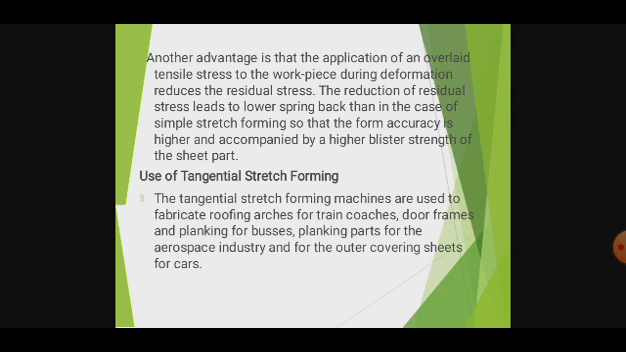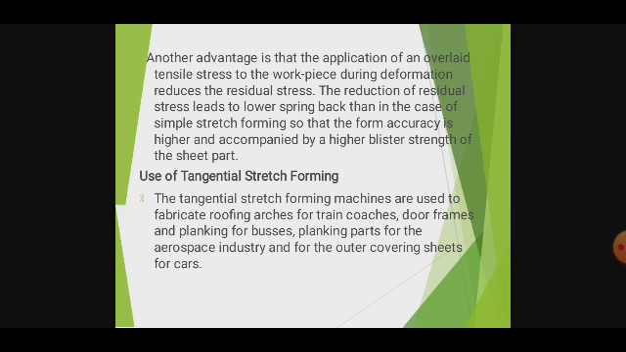Another advantage is that the application of an overlaid tensile stress to the workpiece during deformation reduces the residual stress. The reduction of residual stresses leads to lower spring back than in the case of simple stretch forming, so that the form accuracy is higher and accompanied by a higher buckling strength of the sheet part.